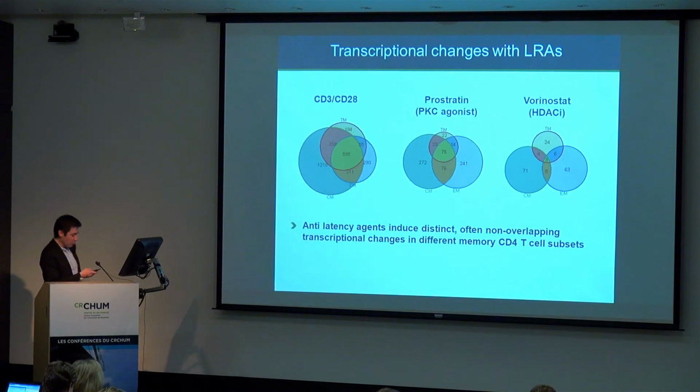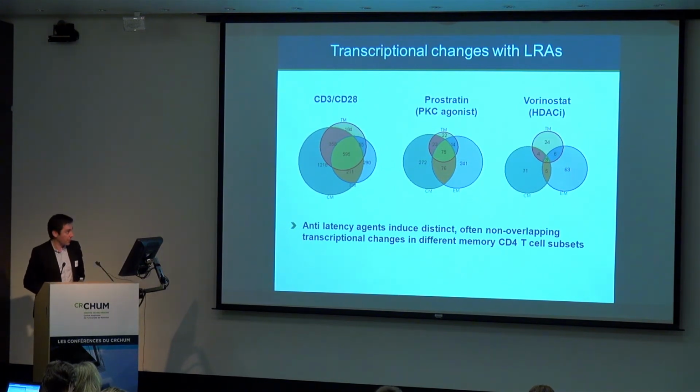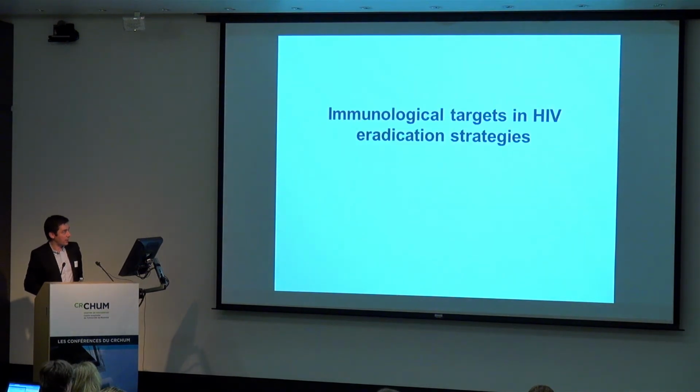So that means that when you put this molecule in a patient, it will act in completely different ways in the 3 major reservoirs for HIV, suggesting that these molecules might act on some of the reservoir, but not on others. And we are actually doing studies right now to demonstrate whether this is true or not.